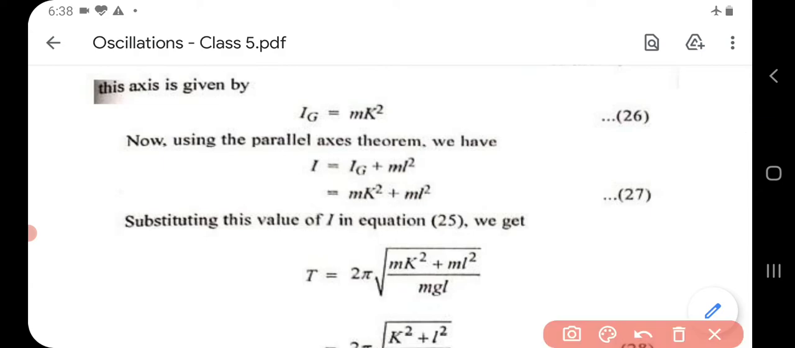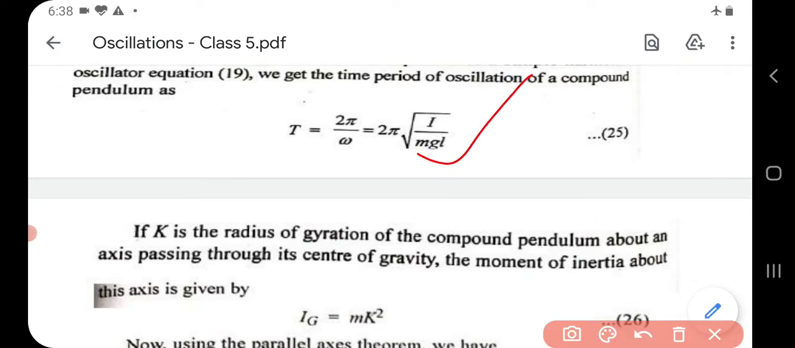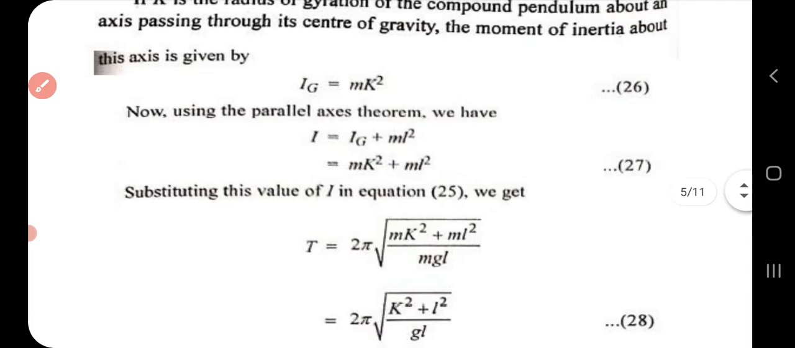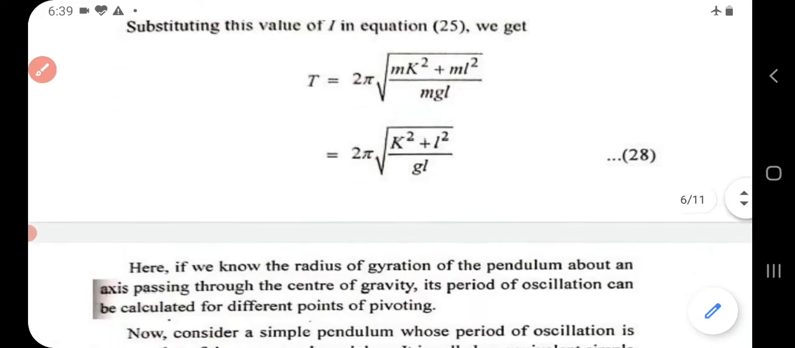Now substitute this value of I in equation 25. In this equation, in place of I you write mk square plus ml square. Okay, see that is written here, mk square plus ml square. Then m is common, so you can cancel it. What is left is T equal to 2 pi root of (k square plus l square) by gl. Okay, that is your equation 28.